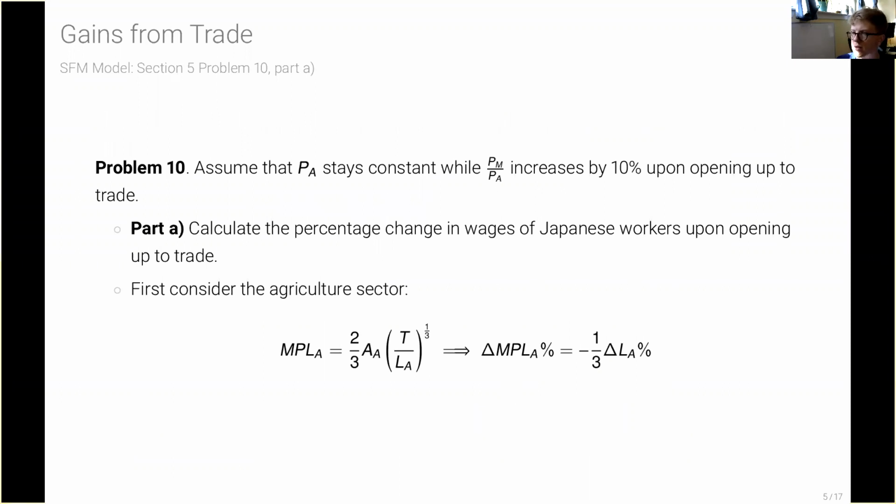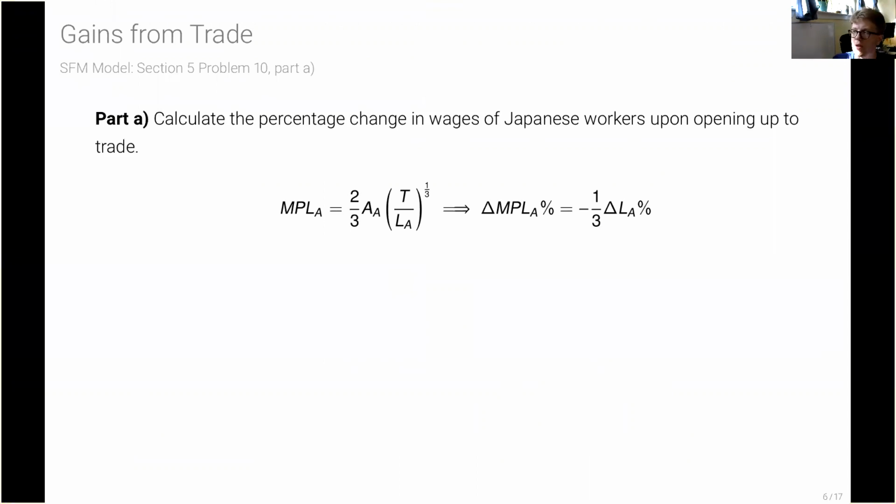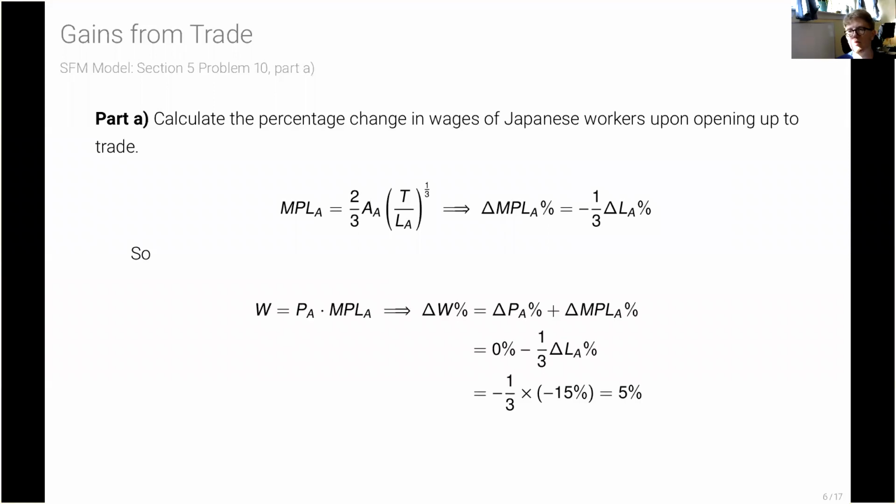So just to summarize what's written on the slides, we figured out how to look at percentage changes in the marginal product of labor and relate them to changes in the amount of workers in agriculture in Japan. And then from that, we used that the wage is equal to the marginal revenue product in whatever output labor is being used to in production to figure out that the percentage change in the wage is just going to be given by the percentage change in the price of that output plus the marginal product of labor in that sector. And so the percentage change in the prices of agriculture will go to zero.